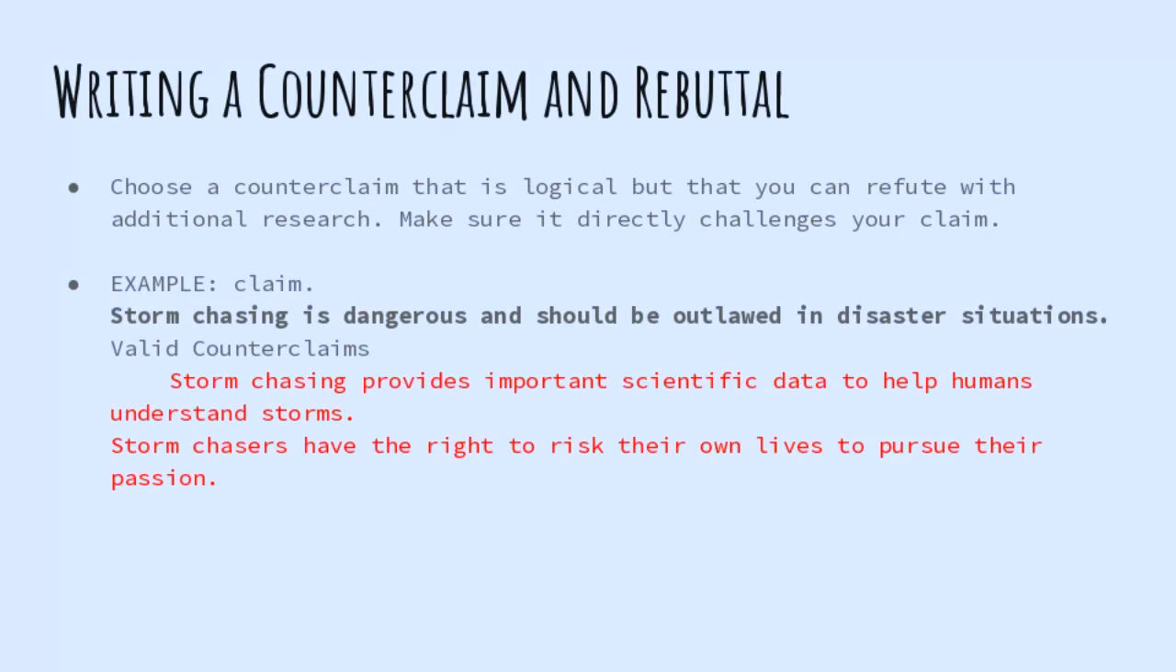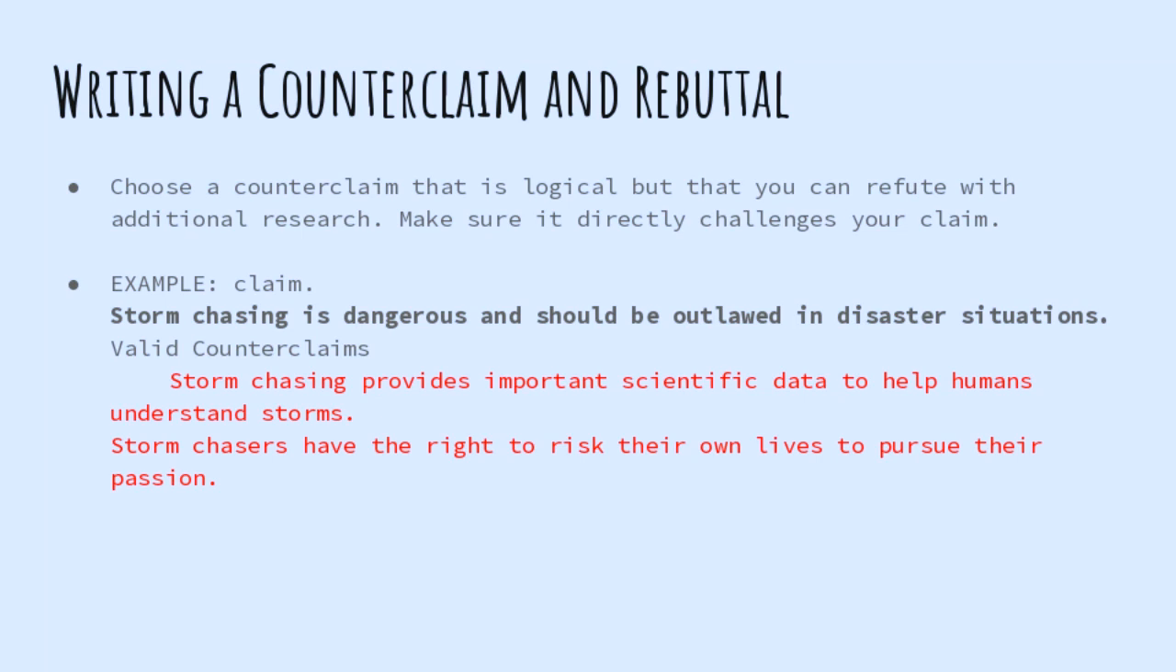Okay. The next step is writing a counterclaim and a rebuttal. Right? So the counterclaim and a rebuttal, Henry, this is all in your lesson. You need to go back, and this is directly from your lesson. So you need to go back and take your notes on the lesson. So writing a counterclaim and a rebuttal. Choose a counterclaim that is logical but that you can refute with additional research. Make sure it directly challenges your claim. Okay, so the example again was storm chasing. The claim, storm chasing is dangerous and should be outlawed in disaster situations.